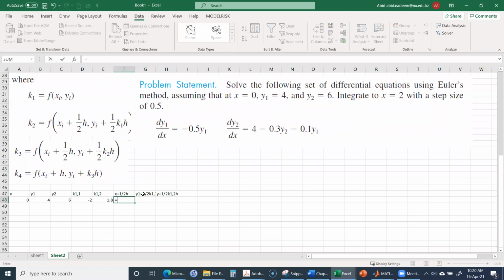So the value of x will be 0 plus 1/2 times h. So h is here. Let me put h. H is equal to 0.5.